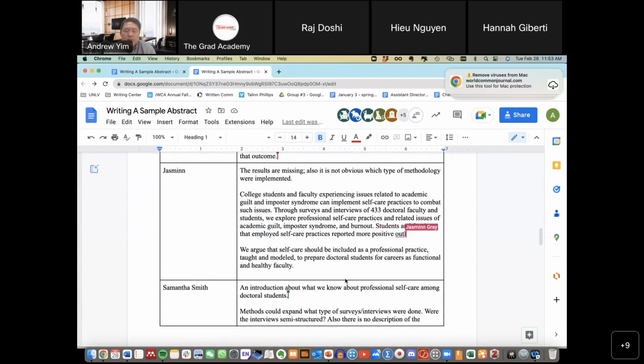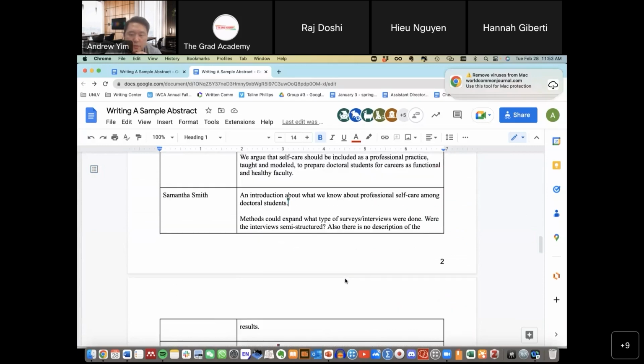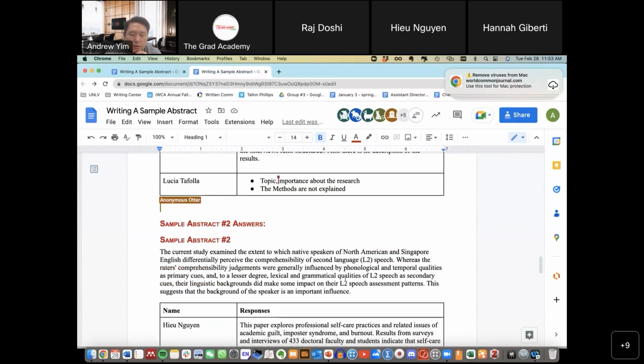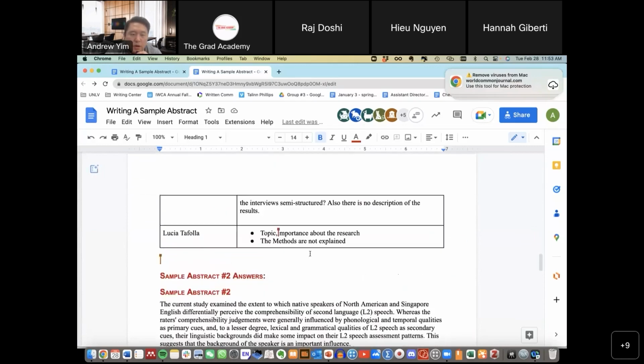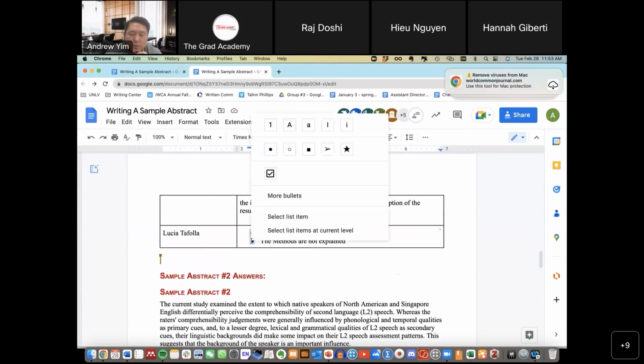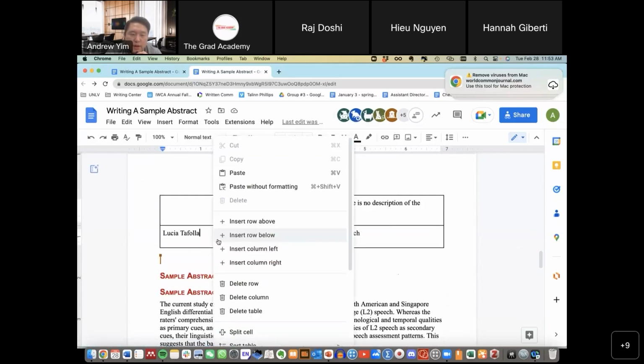And then, yeah, I see Jasmine, you write an example. Thank you for that. So it's coming along. Oh yeah, if you guys need more boxes, I can add some more boxes here. You can just add it down below.